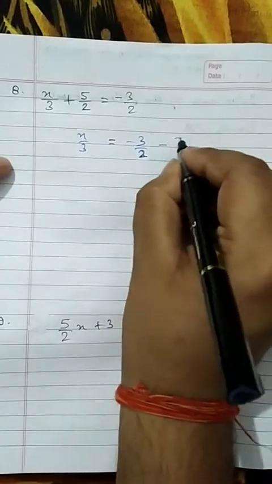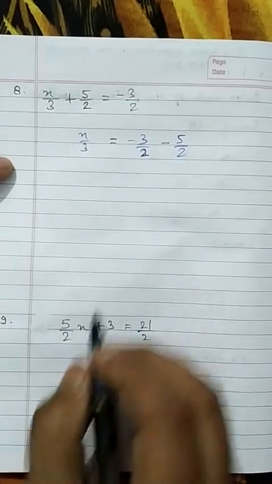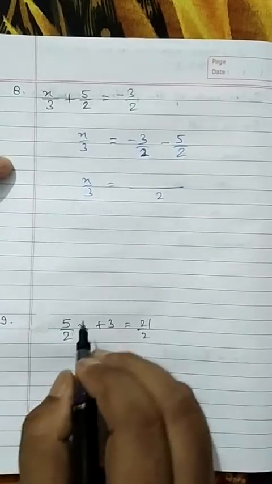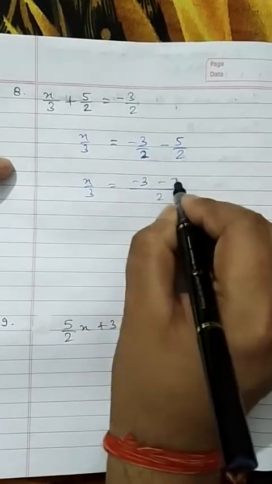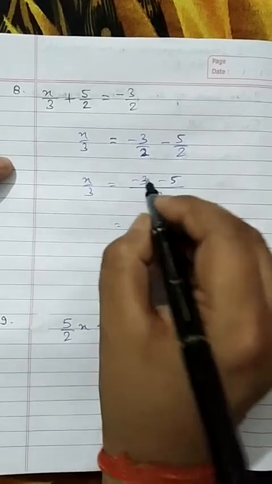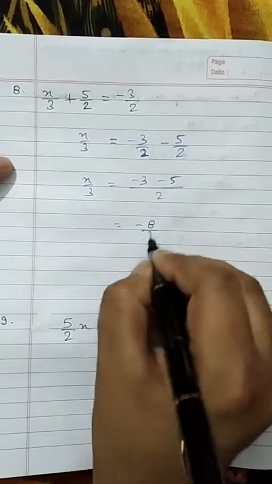So it becomes minus 5 upon 2. The LCM of 2 and 2 will be 2 again. So there will be no difference in the numerator. It is minus 3 and minus 5. On adding these two, we get minus 8.